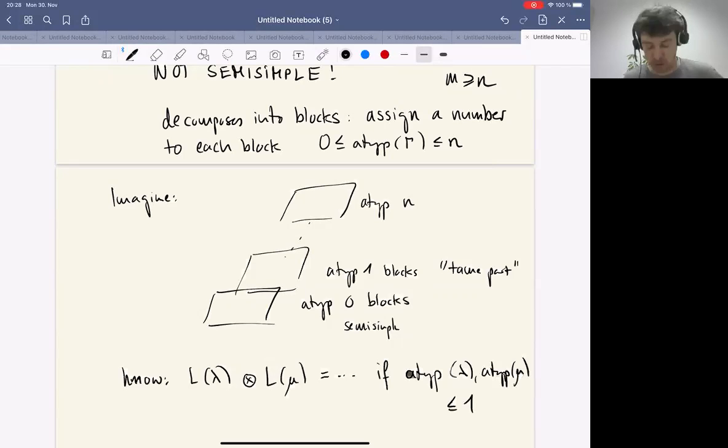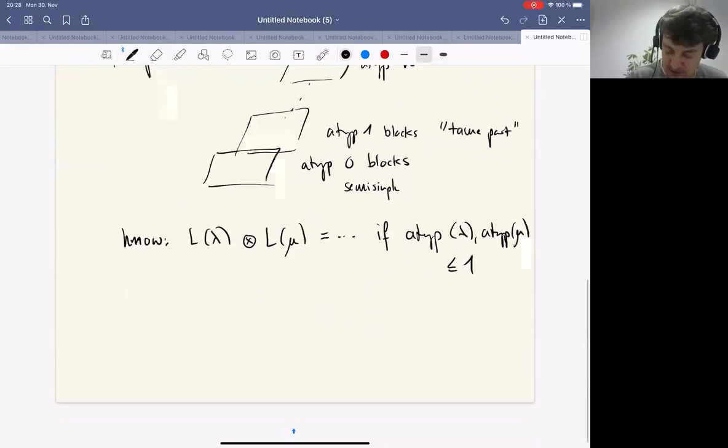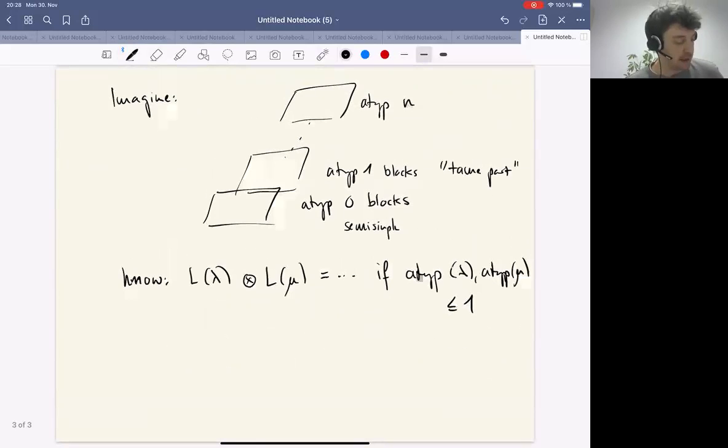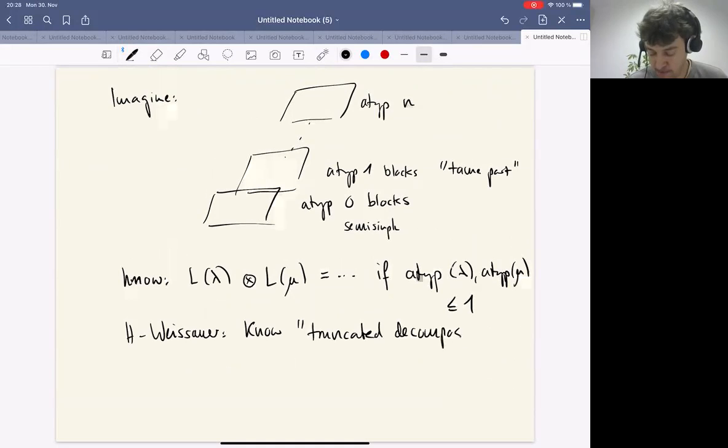And there's one more thing that is known, and that's something I started a couple of years ago. This was a joint project with Weissauer. We have so-called truncated tensor product decompositions. So what do I mean? I want to truncate at the representations which have superdimension 0.